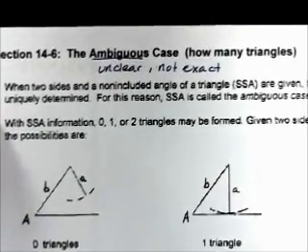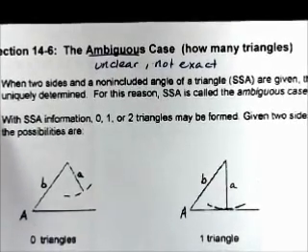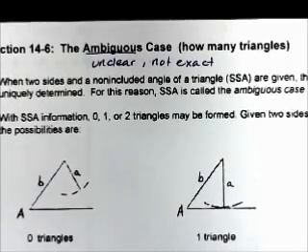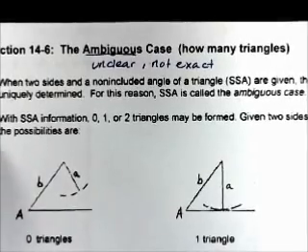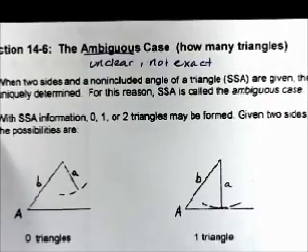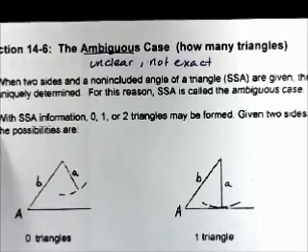When two sides and a non-included angle of a triangle, otherwise side-side-angle, are given, the triangle may not be uniquely determined. For this reason, side-side-angle is called the ambiguous case. With side-side-angle information, 0, 1, or 2 triangles may be formed.